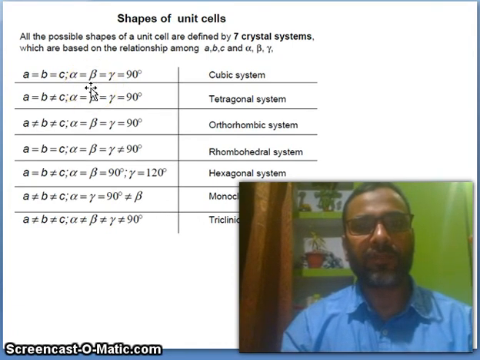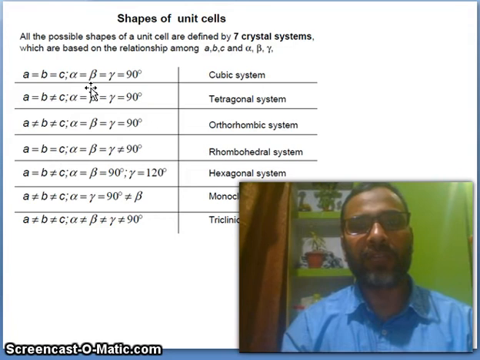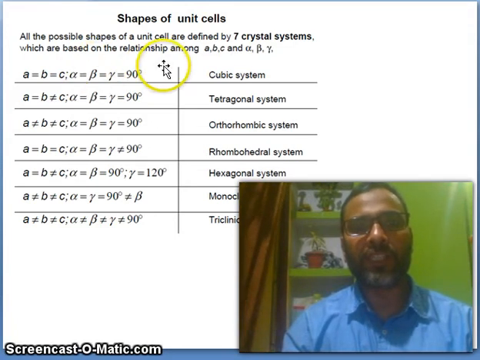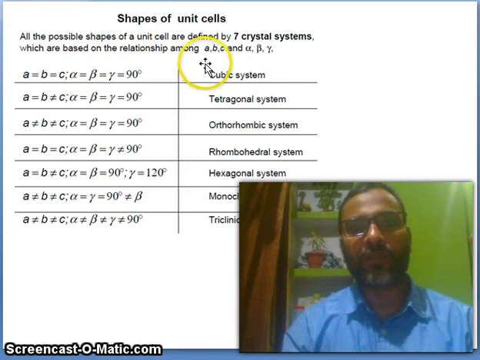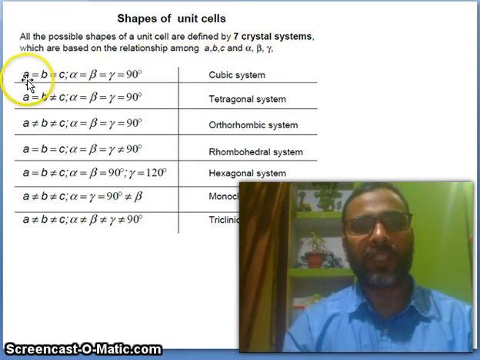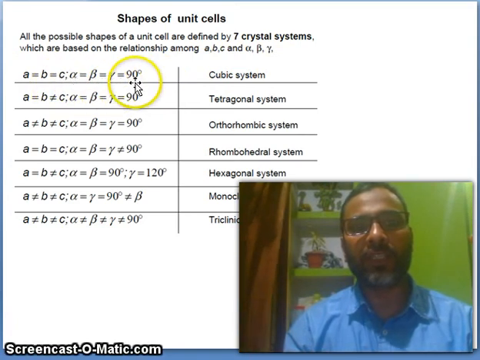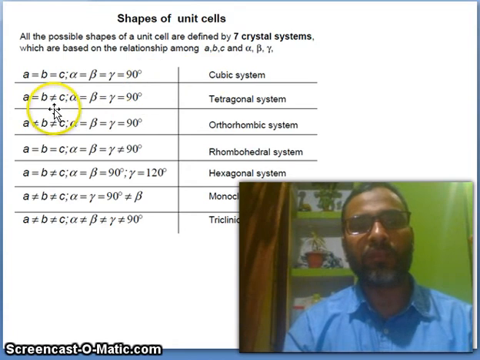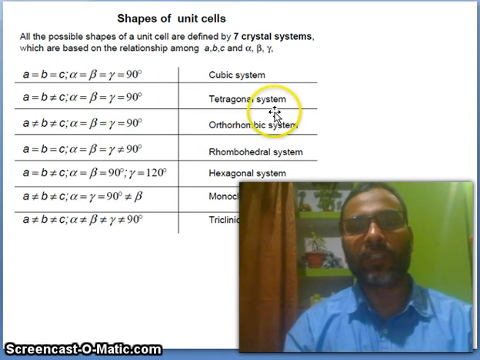Now, shapes of unit cell. All possible shapes of unit cell are defined by 7 crystal systems, which are based on the relationships among a, b, c and alpha, beta, gamma. You see, a equals b equals c, alpha equals beta equals gamma equals 90 degrees: cubic system. a equals b, b is not equal to c, alpha equals beta equals gamma equals 90 degrees: tetragonal system.